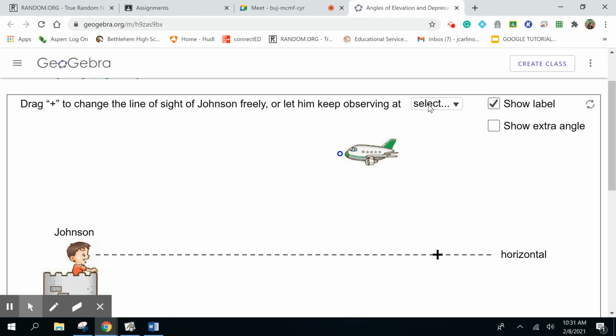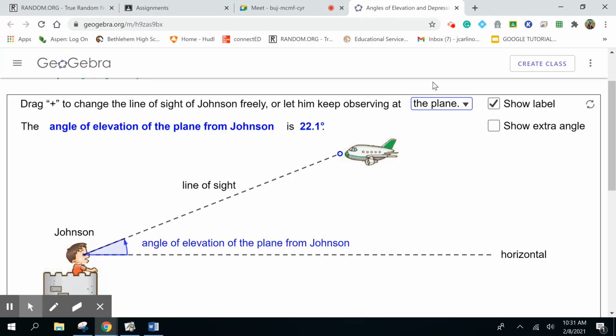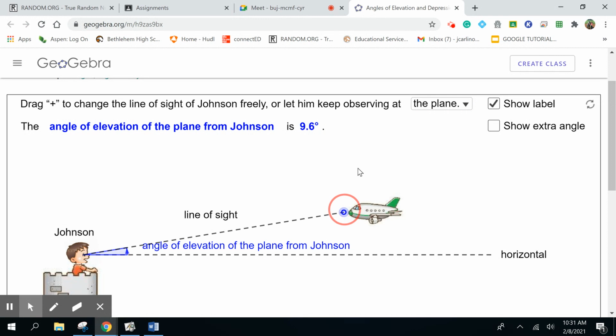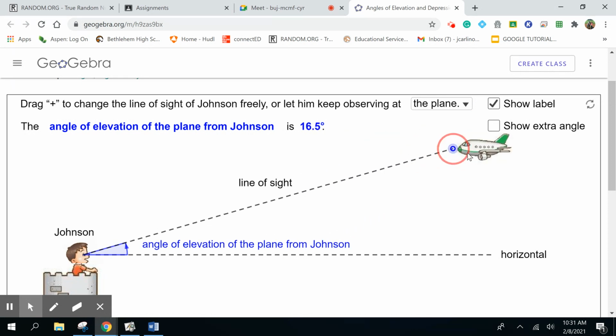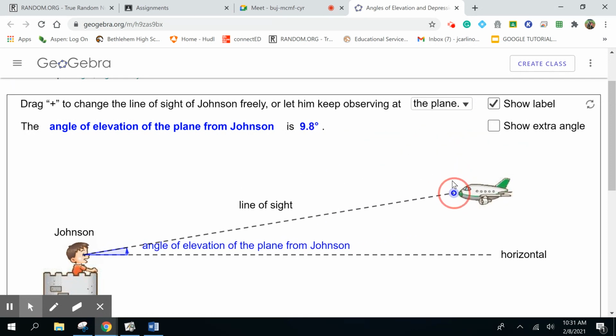So you guys at home, this little drop-down menu here, select the plane, please. Let Johnson look at the plane. Now everyone watch the angle that's about to happen. Everyone see that angle as he lifts his head to the plane? It is forming an angle with the horizontal line of sight he had originally. That angle is called your angle of elevation when you look up at something. If you guys at home want to play around with the plane right now, make it go lower, higher, further out, you can see his angle of elevation changes.